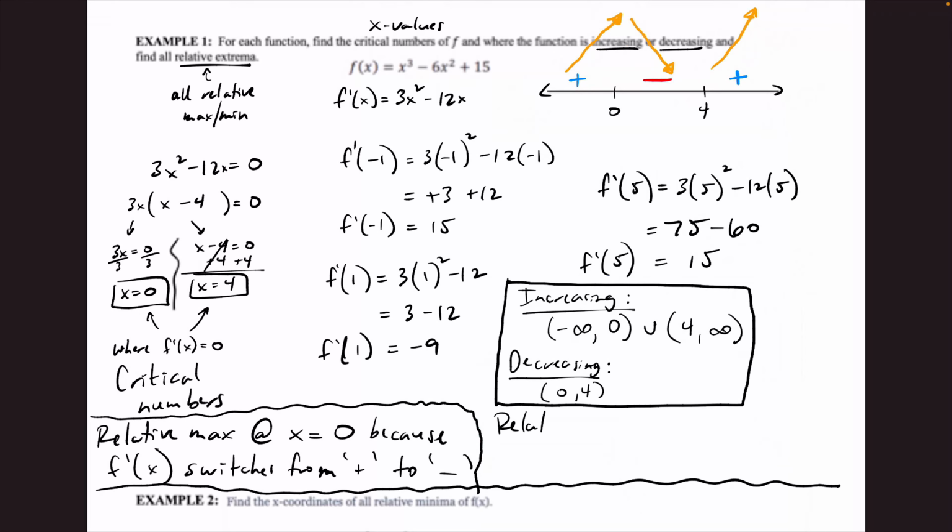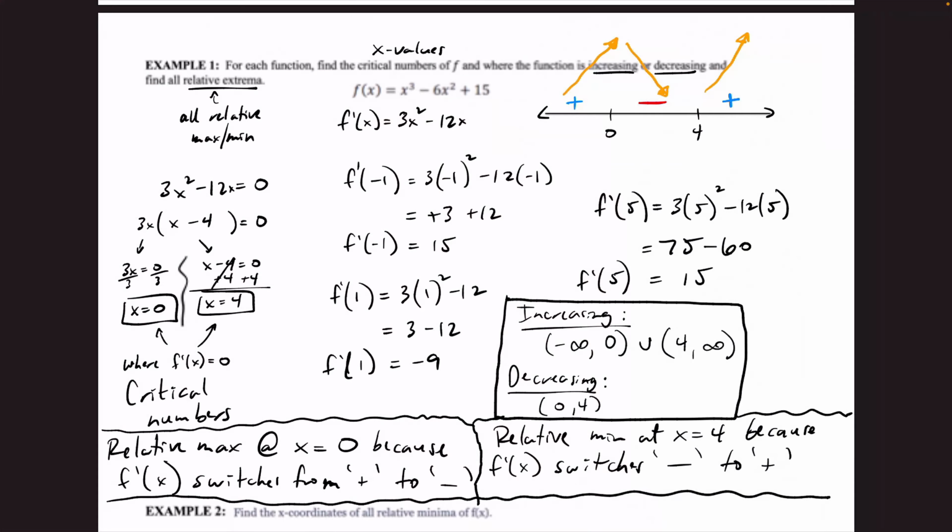We had a relative minimum at x equals what? At x equals 4. Justification: because f's derivative, f prime, switches signs. What does it switch from? It switches from negative to positive. Okay? That's how I know that I have a relative maximum at 0 and a relative minimum at x equals 4.